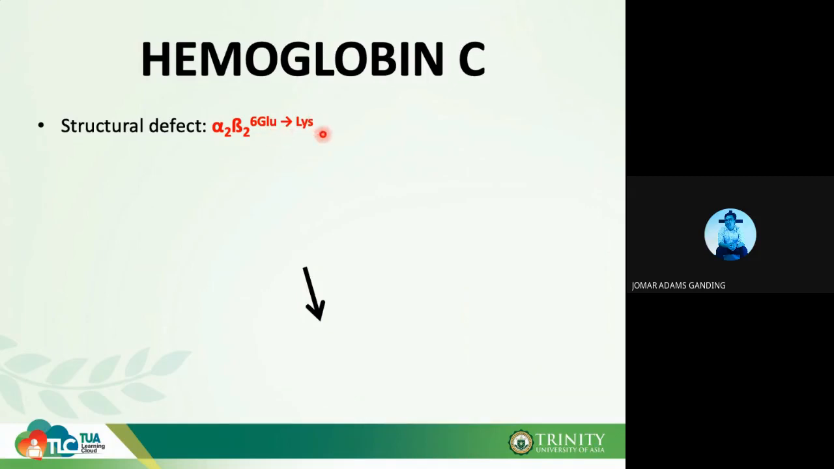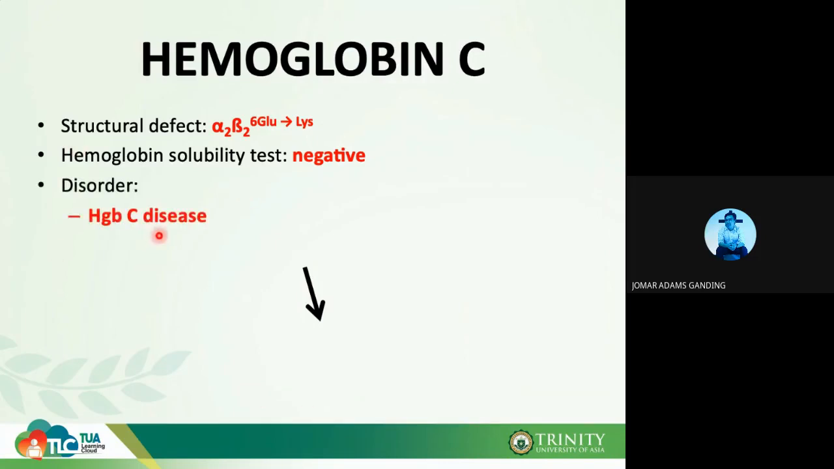So, compared to hemoglobin S, where the polymers are long and thin, here hemoglobin C are short and thick crystals. Okay, so meron kang hemoglobin C crystals. So hemoglobin solubility test, this is negative. So meaning to say, it doesn't have turbidity.